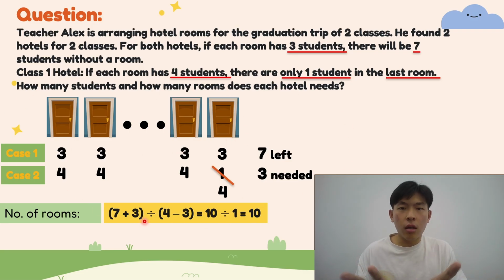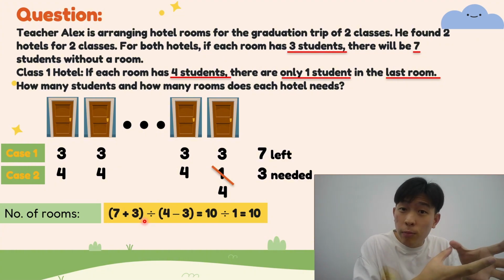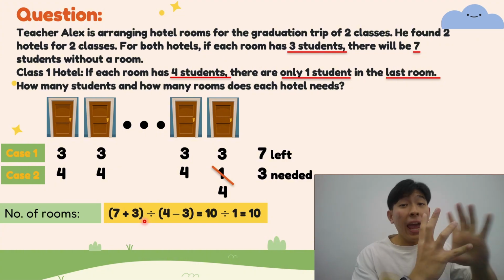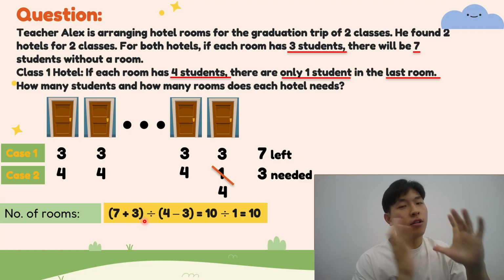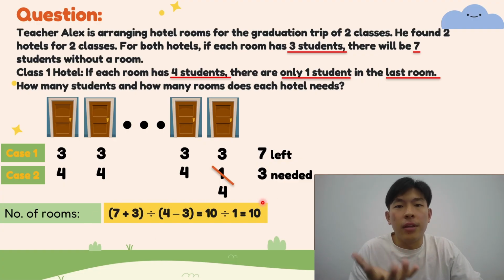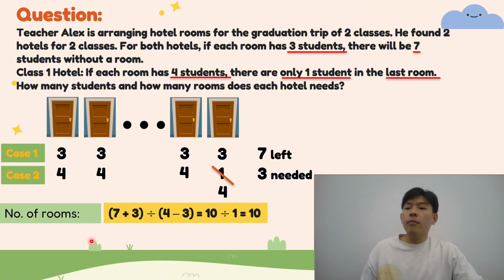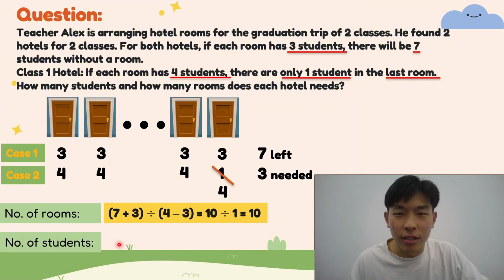We're not talking about students. We're just talking about each room gets students. So the main object here is rooms. Okay, so the first thing that we calculate will definitely be the room. Now, with that out of the way, how to find the number of students? Should be easy, right? So case 1, how to find?